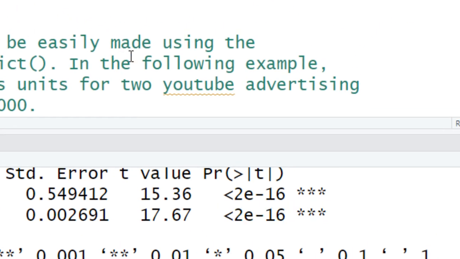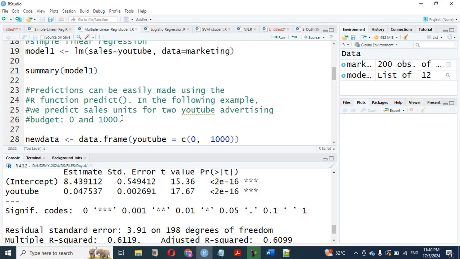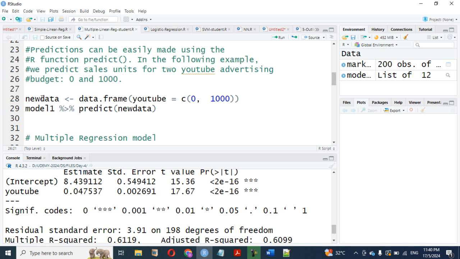Now prediction can be easily made using the R function predict. In the following example, we predict sales units for two YouTube advertising budgets. For example, if you have two units of 0 and 1000, you can predict the sales. You can say newdata, a new object is created now. We pass our data frame, call it youtube equals to, we pass 0 units and 1000 units. So when there are 0 units, how much can we generate? 1000 units, how much can we generate? So if we do that, we can run this line.